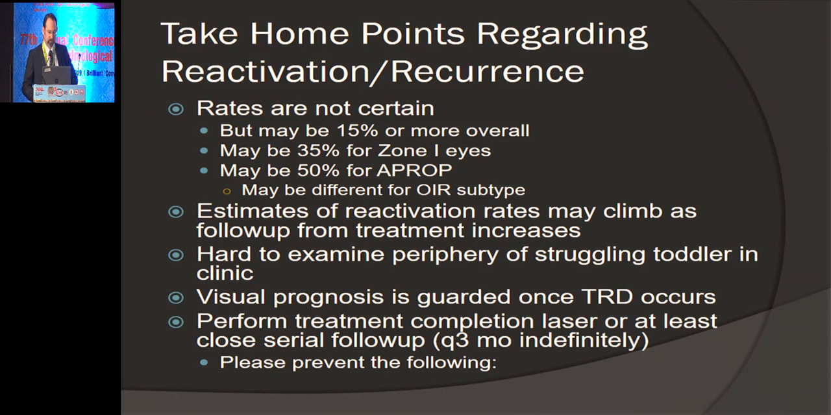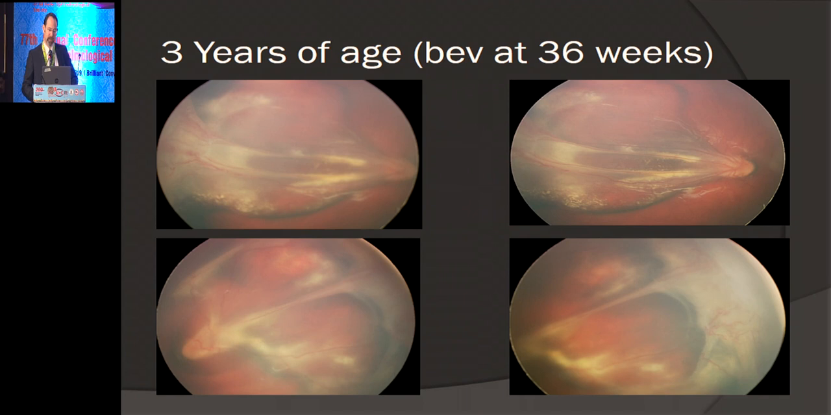Visual prognosis is obviously guarded once traction detachment occurs, and this should be avoided. This is a patient we saw present at 3 years of age, had been lost to follow-up for 6 to 8 months, and previously was reported to have a normal periphery. This baby, after several vitrectomies, has done okay, but obviously doesn't see normal. Here's the fluorescein of that.